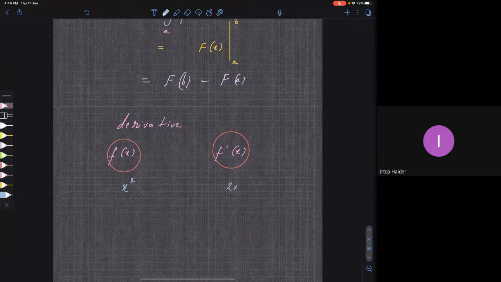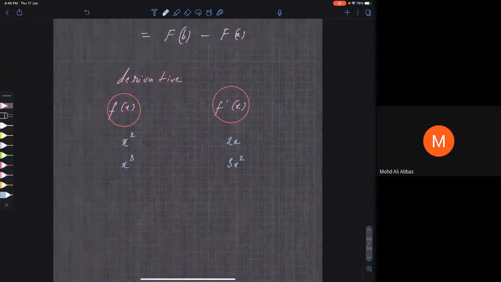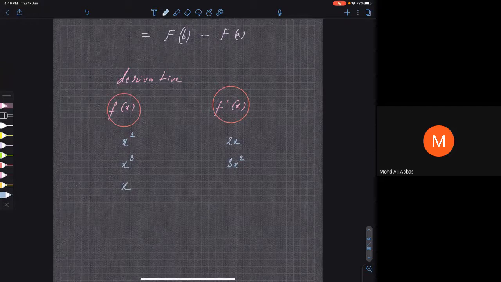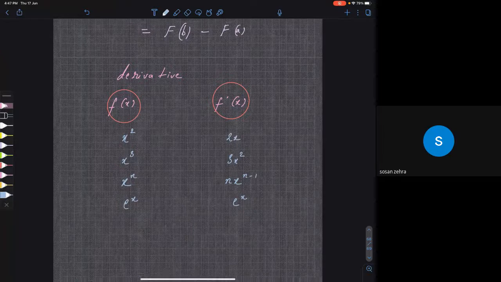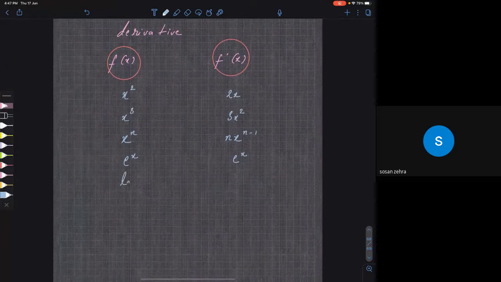What is the derivative of x square? 2x. What is the derivative of x cube? 3x square. What is the derivative of x power n? n x to the power n minus 1. What is the derivative of e power x? e power x. What is the derivative of natural log of x? 1 by x.